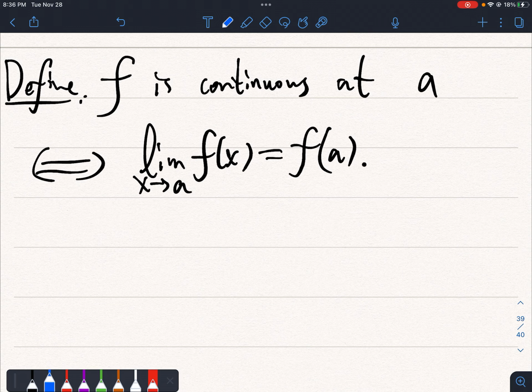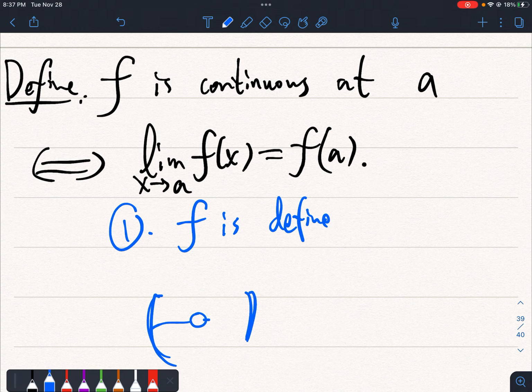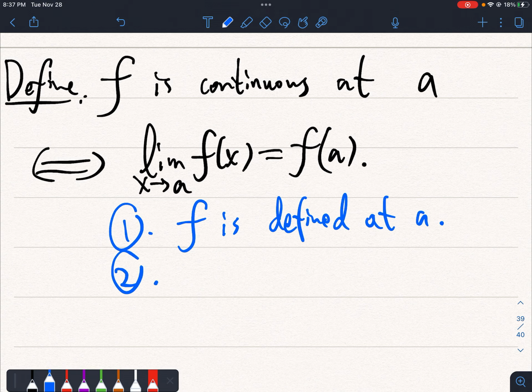So this actually contains three pieces of information. The first is that f is defined at a. When we talk about the limit, it doesn't need to have a value at a, but it has to have a value at every point that is close enough to a, for some open interval around a. But for a continuous function, it has to have a value at a, which means f has to be defined at this point a.